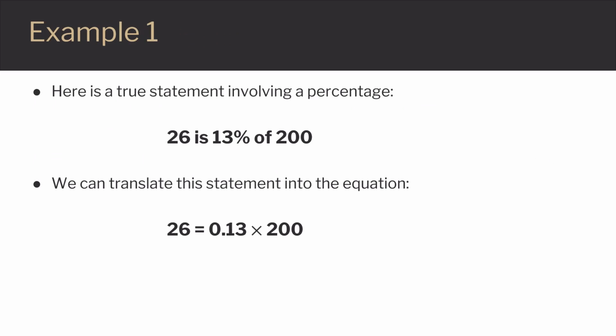Let's start with a simple example. Here is a true statement involving a percentage. 26 is 13% of 200. We can translate this statement into an equation. An equation is a sort of mathematical sentence. When we do this, we get 26 equals 0.13 times 200.